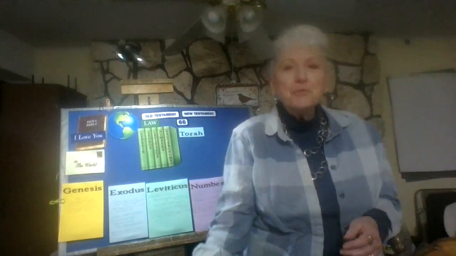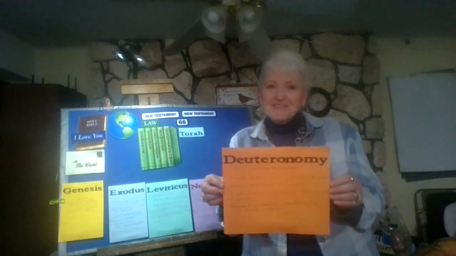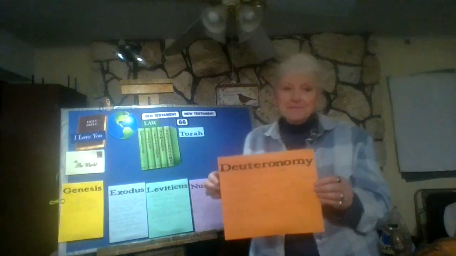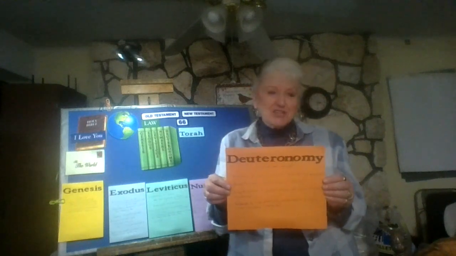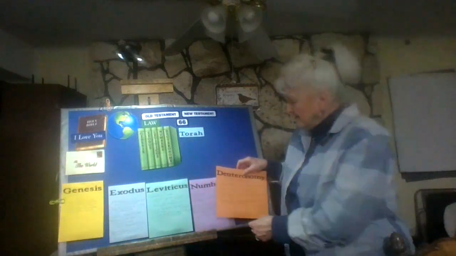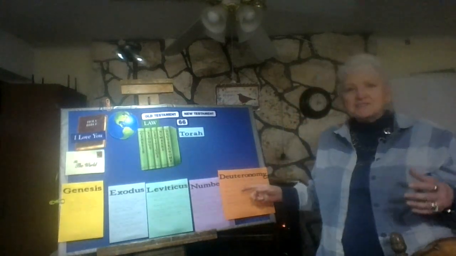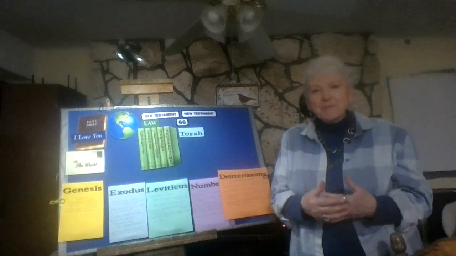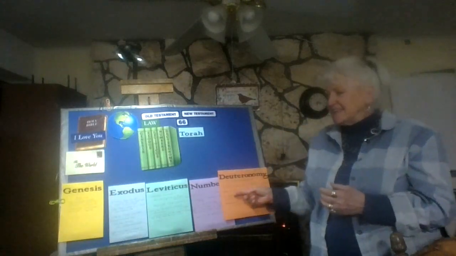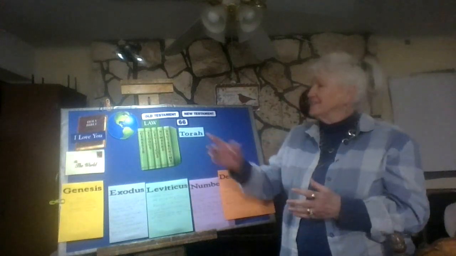Well, the last book in our group of 5 of the Torah is called Deuteronomy. Can you say Deuteronomy? Yes, Deuteronomy. Deuteronomy. It's a reminder of the blessings and curses. It's telling us how to apply the law to our lives. It's God's instructions. And it's also a retelling and a confirming of the promises and the covenant that God made with the people. These 5 books, remember, are called the Torah, and they're the first 5 books in the Old Testament.